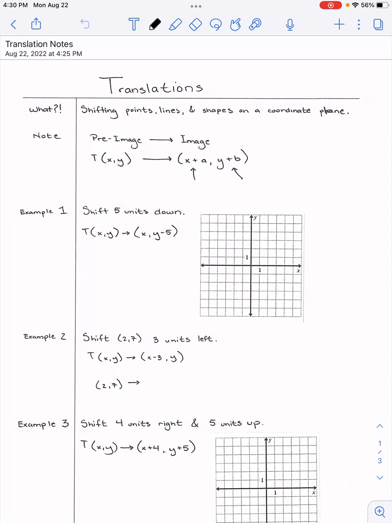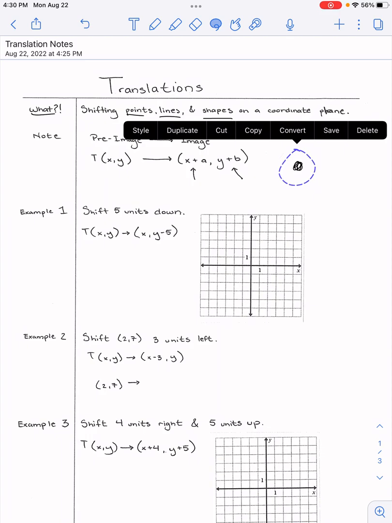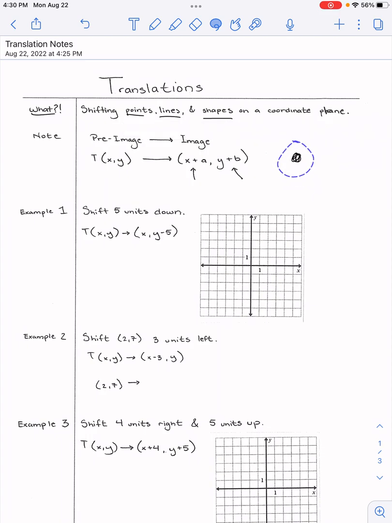So what is a translation? It is shifting points, lines, and shapes on a coordinate plane. Right, so that's just, I'm just going to draw a point here. That's just taking a point and just dragging it. Right, it's not rotating. It's not reflecting. It's just staying as is. Just changing position. So what does that look like in our specific notation here?